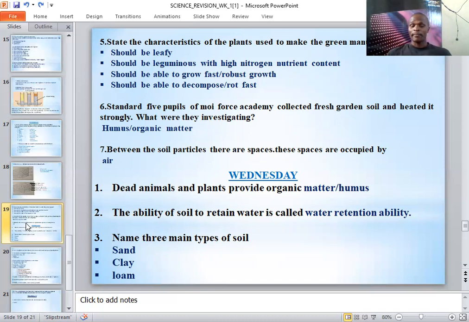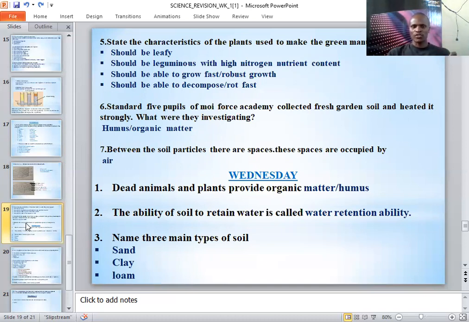What were they investigating? Before you say what they were investigating, you're supposed to tell us the observation. When you take a fresh garden soil and heat it strongly, what are you going to observe? If you remember this experiment, it is used when you want to investigate the presence of humus or organic matter. Organic matter, remember, is dead animal or dead plant remains. So we are investigating humus or organic matter by heating the garden soil.